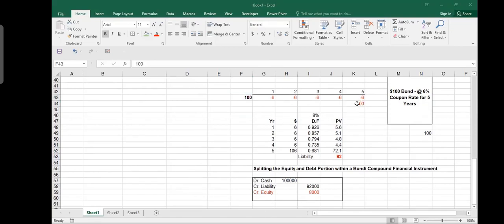And then what will happen? You convert these cash flows to their present values, and the present values come out to be 92. So it means that the present value of the total cash outflow you have to pay is only 92. So 8,000 is your own benefit. So we book it like this. Now, the problem comes.